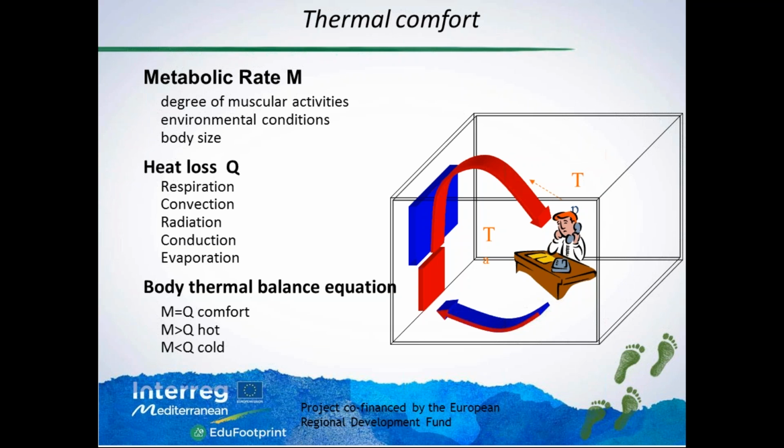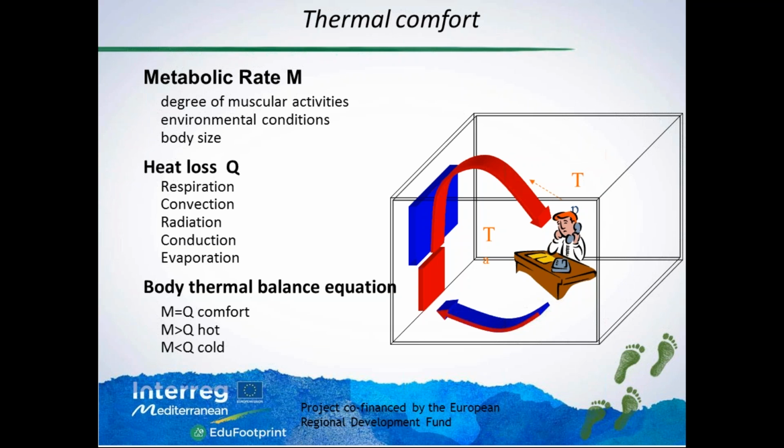We need to balance the heat we produce with our metabolic activities, and this is affected by the degree of muscular activities we are doing. If we are running, we are producing more heat than if we are sitting or sleeping, from the environmental conditions and from our body size. And all this heat generation has to be balanced by the heat losses we have through respiration, through radiation. We are radiating heat, through convection and conduction of the heat through our skin, and evaporation.